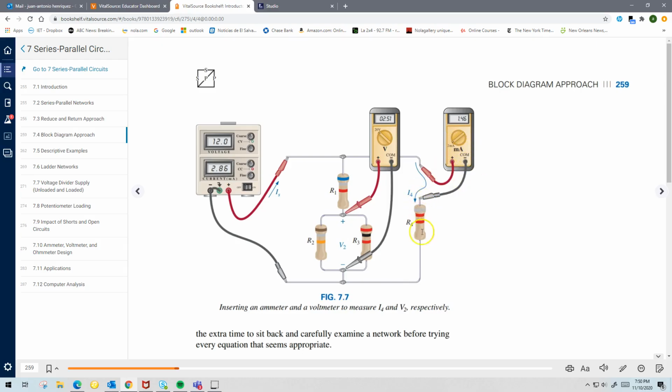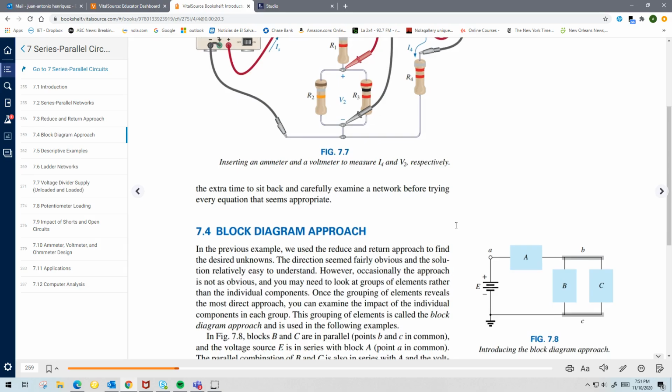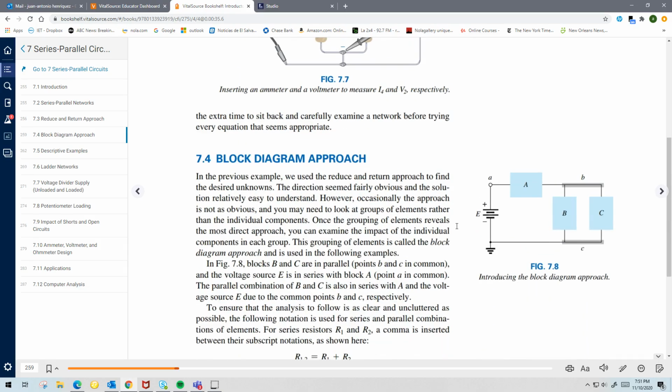So the meter is in series with this resistance, right? See, notice the difference, right? And that's how you will do it if you were to set up the circuit on a proto board. All right, so that's the reduce and return approach that is called, okay?